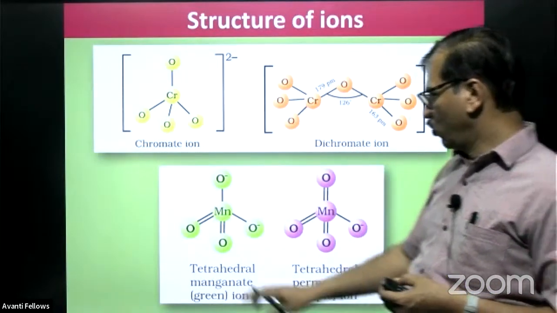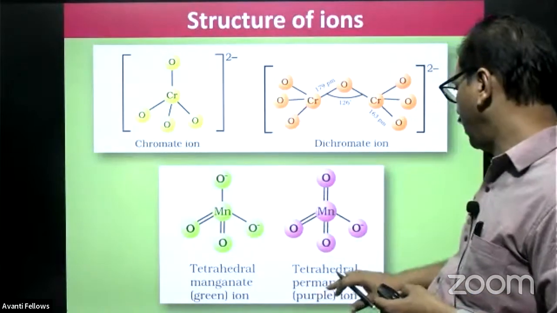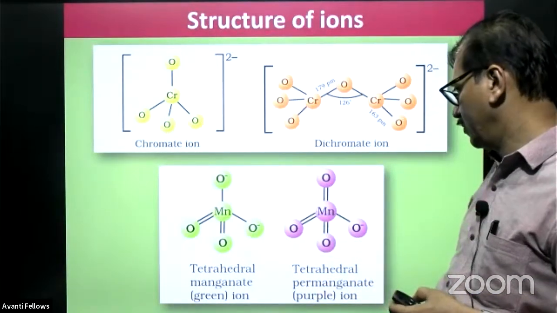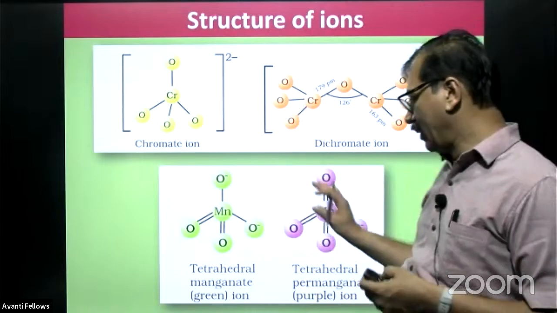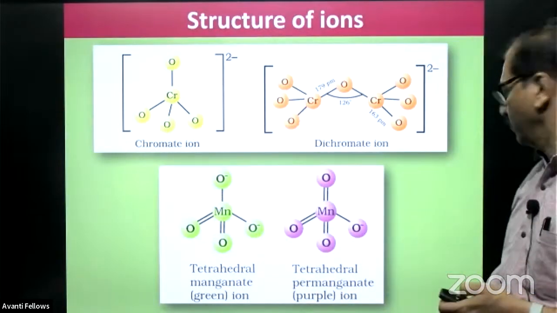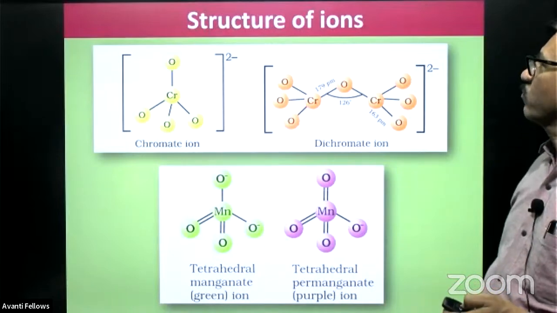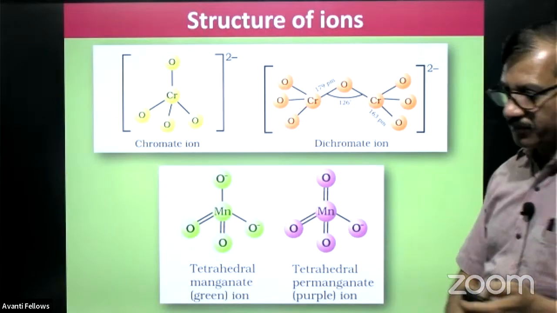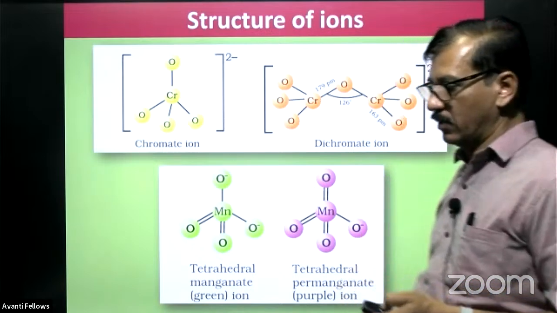So manganate ion and permanganate ion, both are tetrahedral, but manganate is green in color and permanganate is purple in color.